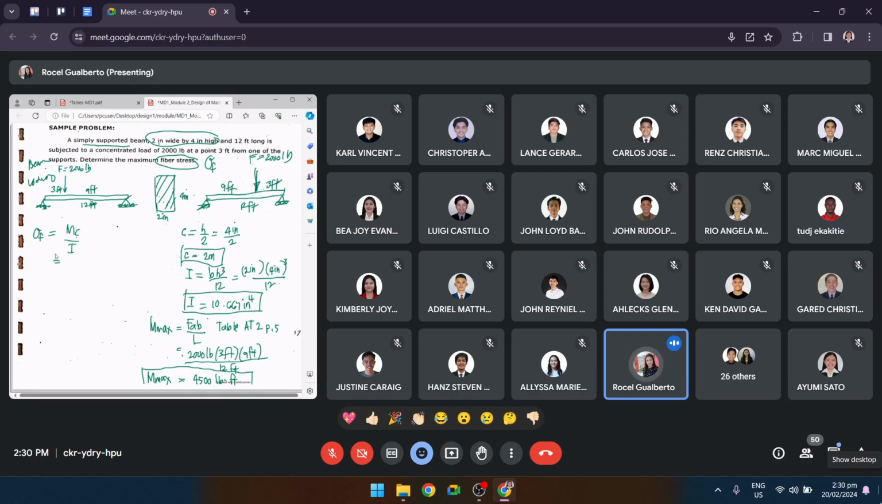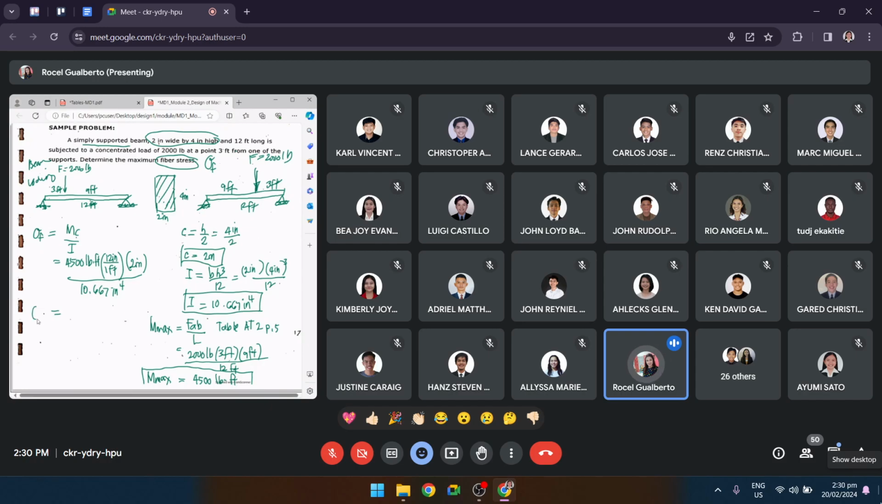So you have to substitute all of them. We arrive here at 4,500 pound-foot. You simply convert this to inches. 1 foot is 12 inches. Then you have there C is 2 inches divided by I, 10.667 inches raised to the fourth.